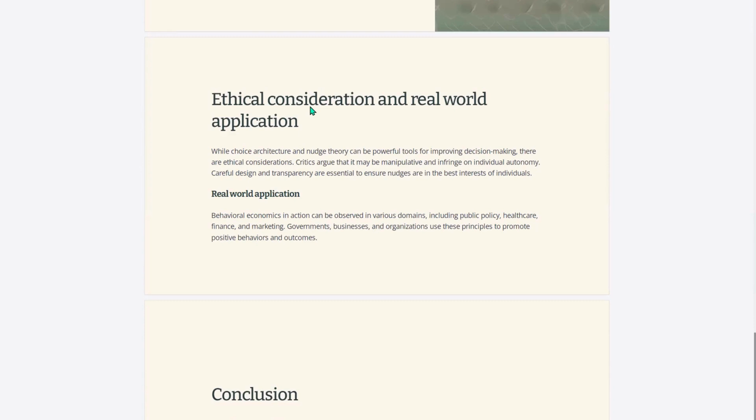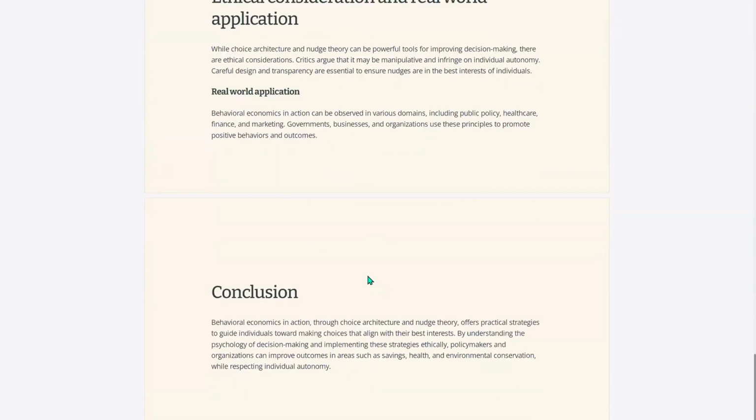Yes. So there is an example given here that behavioral economics in action can be observed in various domains such as public policy, healthcare, finance, marketing. Governments, businesses, and organizations use these principles to promote positive behavior and outcomes. Can you read this loudly for me? Behavioral economics.